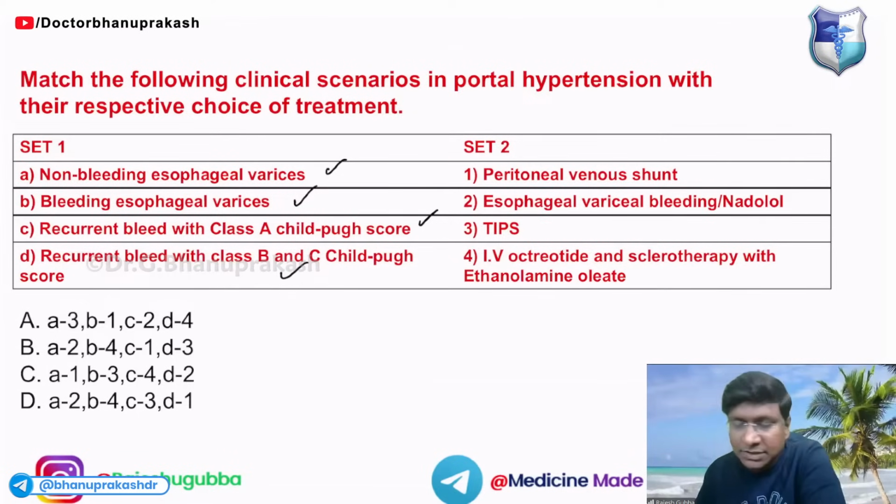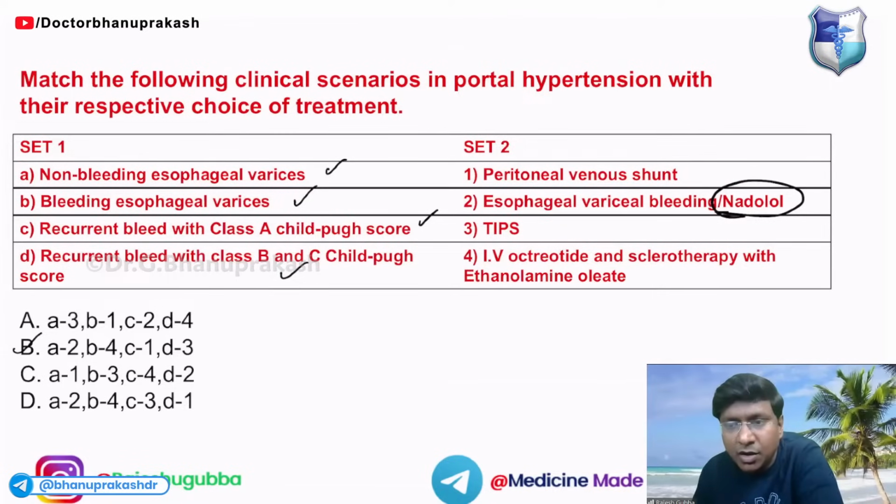So now, I'll directly tell you the answer. The answer is B. In patients with non-bleeding esophageal varices, you give beta blockers, either propranolol or nadolol. Whereas in bleeding esophageal varices, you give drugs like either terlipressin or IV octreotide.